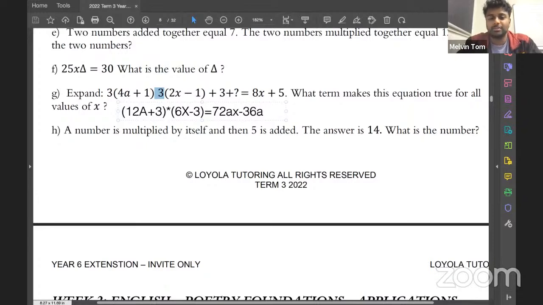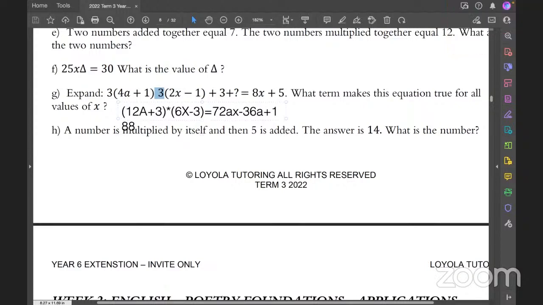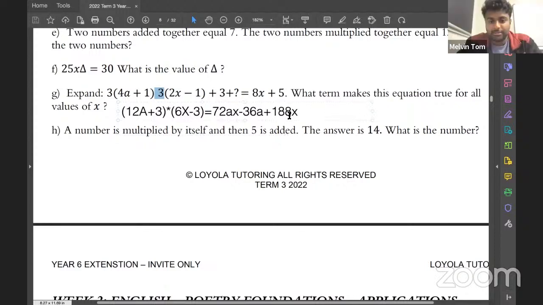Guys, where's your times table? Come on. Okay, sure. And what's 3 times 6x? 3 times 6x. 18. Come on, guys. This should be faster. You guys should be faster with your times table. Trust me, your times table is gonna save you so much when you do your exams because it's gonna give you so much more time to think. So 18x and then 3 times negative 3.